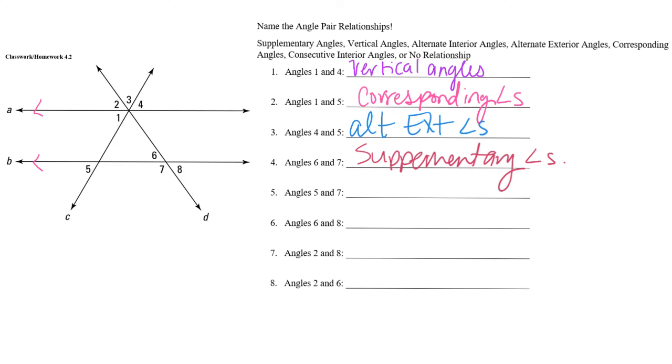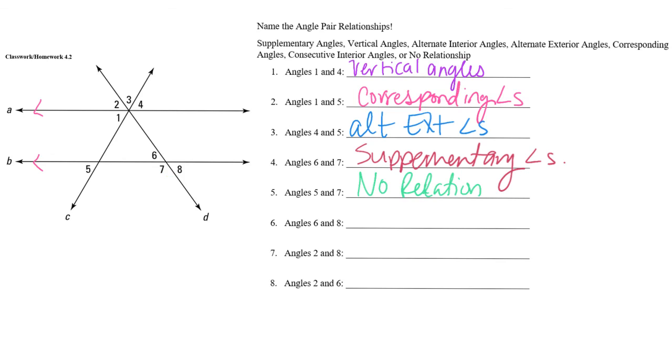Whatever. Number 5 says angles 5 and 7. You want to look and see, is there any way that I can somehow relate them? They don't have anything to do with parallel lines. They're not even on the same line together. They have absolutely no relation.